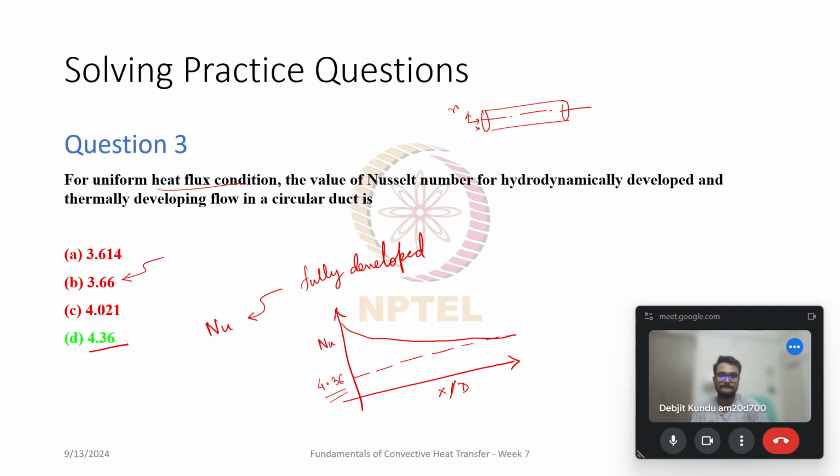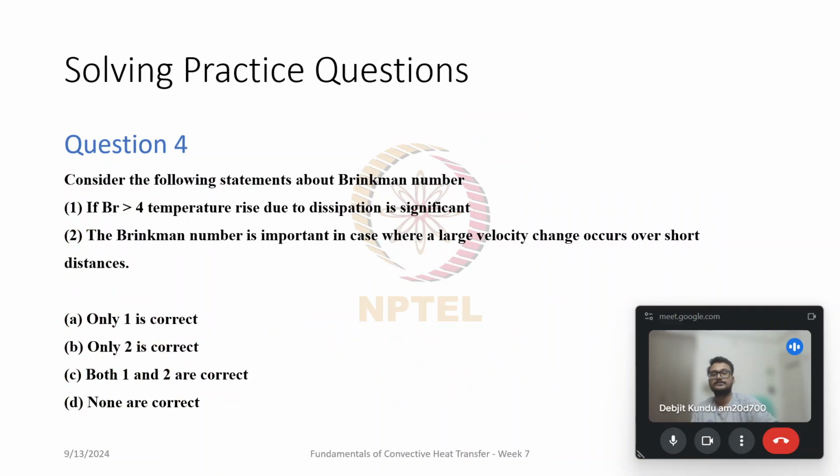Okay. All right, so let's keep moving. We'll move on to question number 4, which is asking us to first consider two statements, and then if we go down and take a look at the options, it is asking us to pick out which ones are correct, whether only one is correct, only two is correct, if both are correct, or if both of them are wrong. There is none of them are correct. So let's take a quick read at the statements.